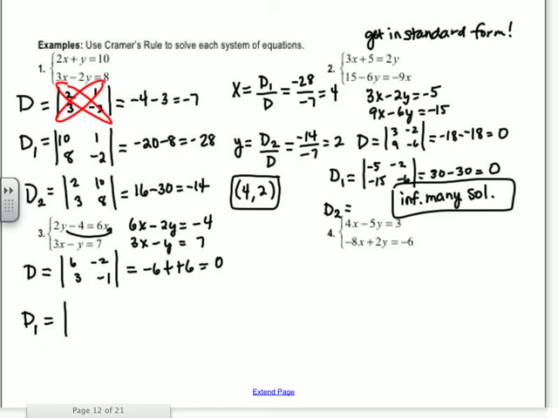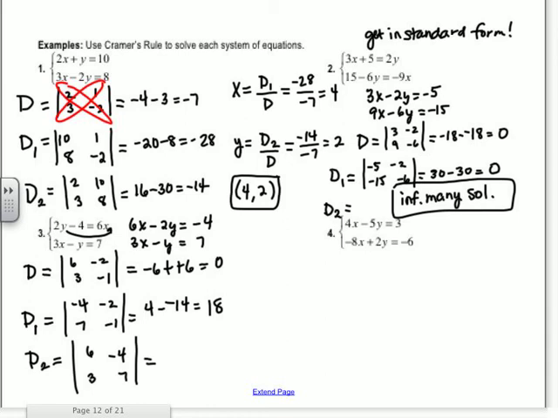d1, replace the first column with negative 4, 7. So I get 4 minus a negative 14, so I get 18. And then d2, replace the second column with negative 4, 7. First column still 6, 3 like it was for d. So I get 42 minus a negative 12, so I get 54. Okay, so the only thing that was equal to 0 in this case was d. So when that happens, it's no solution.